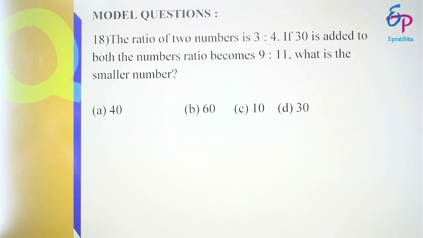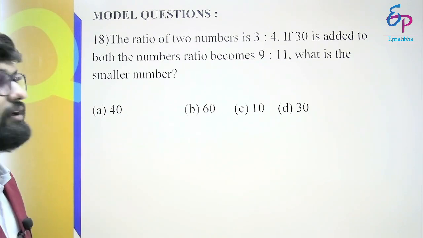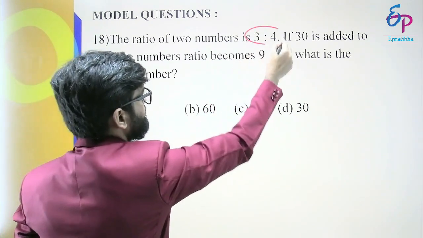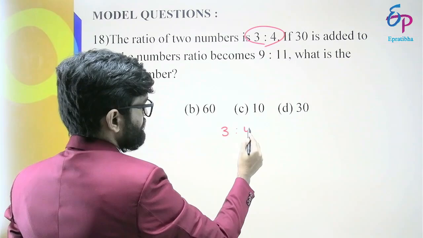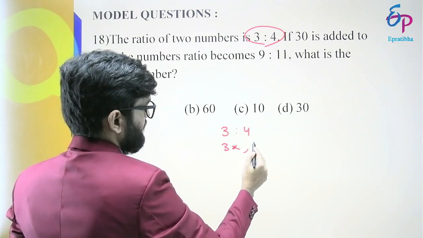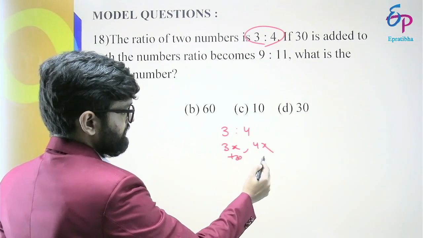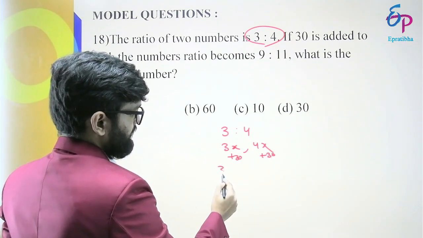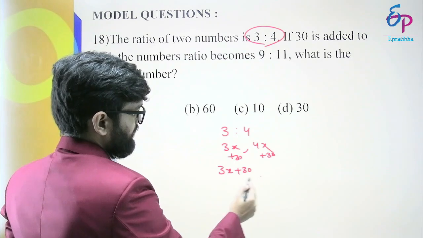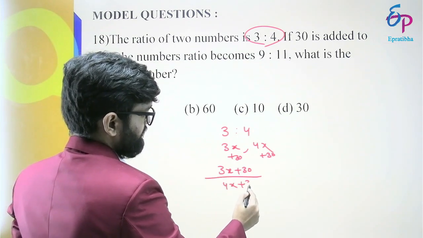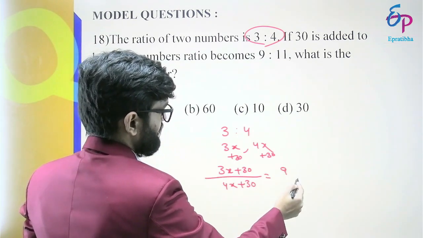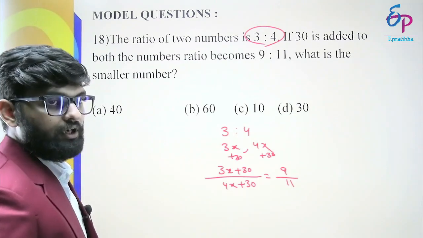Now, the ratio of two numbers is 3:4. If 30 is added to both the numbers, then the ratio will become 9:11. What is the smaller number they are asking? Whenever the ratio is given as 3:4, you simply take it as 3x and 4x. If 30 is added, it is 3x plus 30 and 4x plus 30, and the ratio will become 9/11.